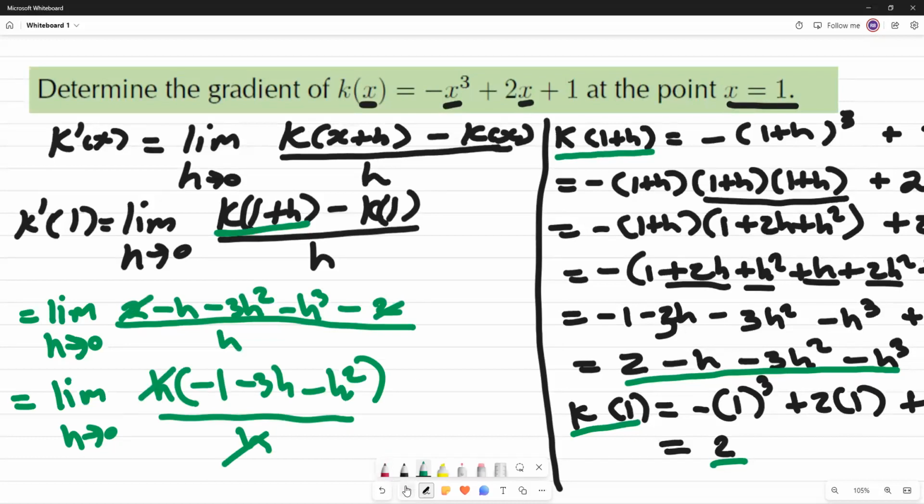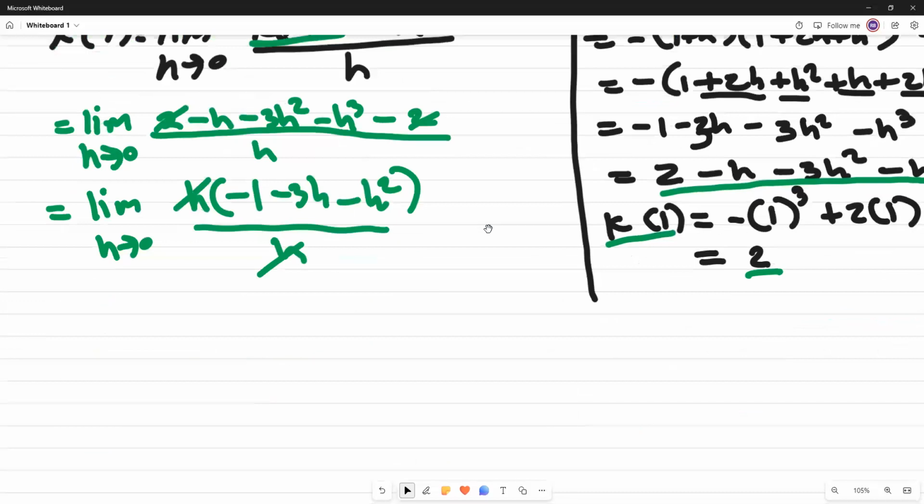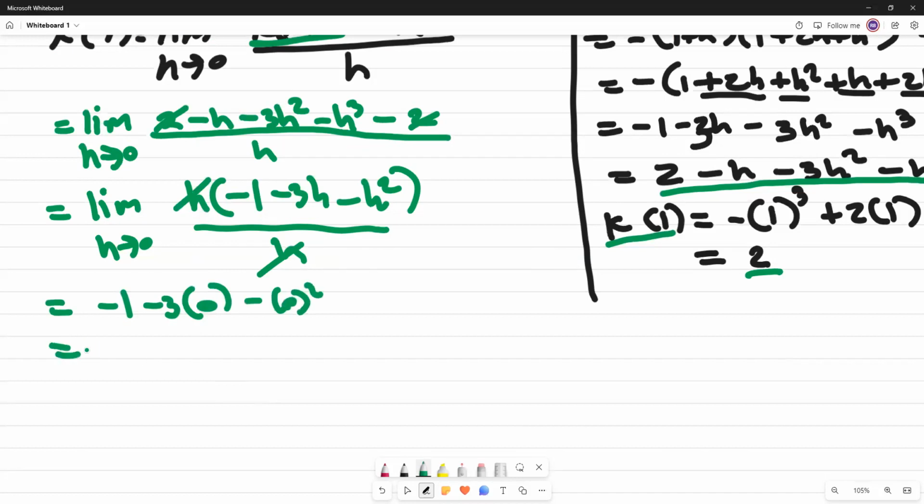Now we no longer have a fraction. We can easily substitute 0, right? So when we substitute 0, the limit is disappearing. So we have minus 1, minus 3h is 0, minus 0 squared, which is -1, which is the same as when we used the rule. Then we know we are all right.